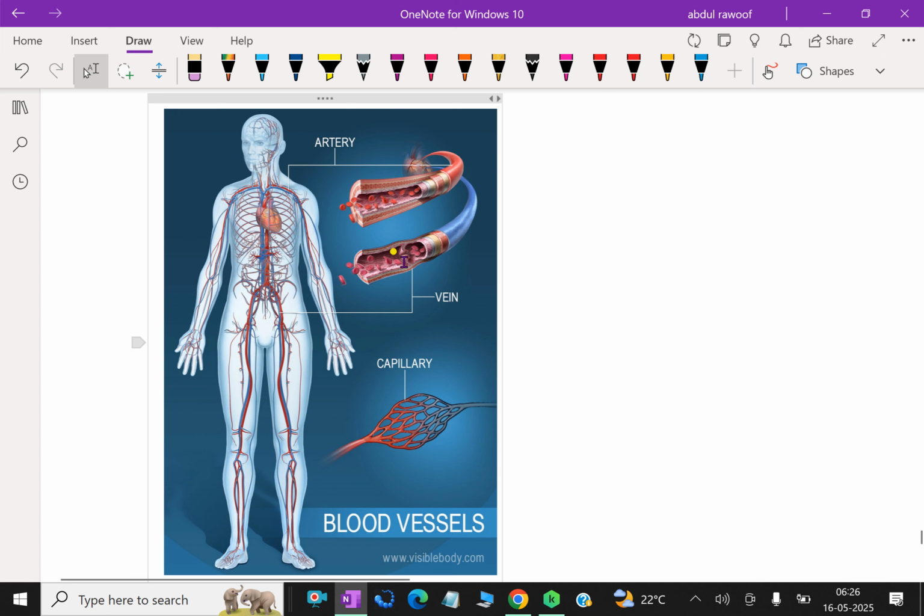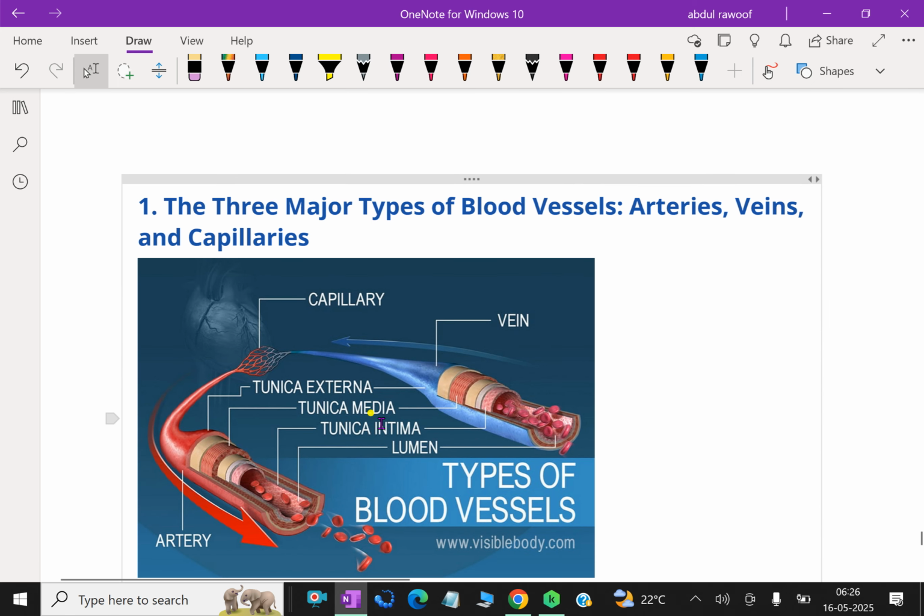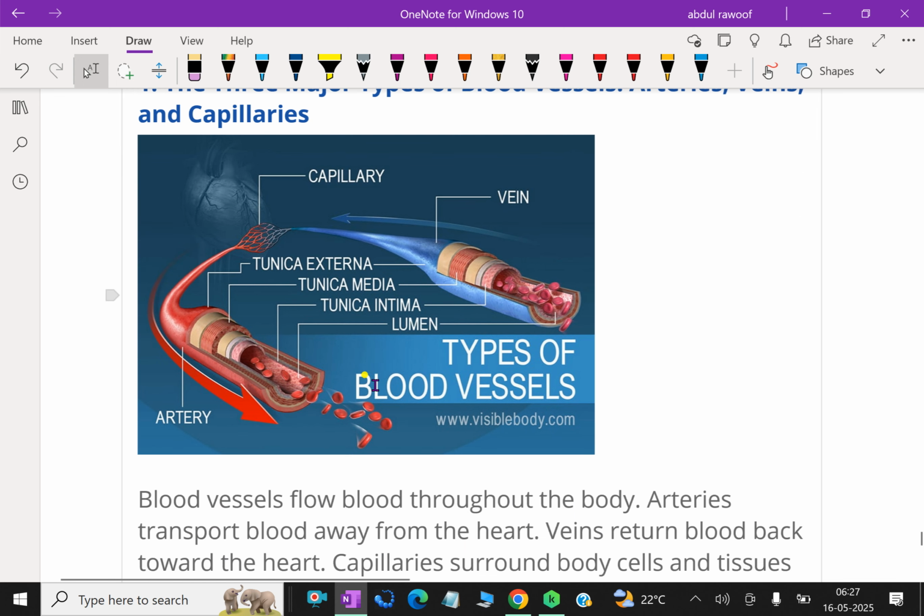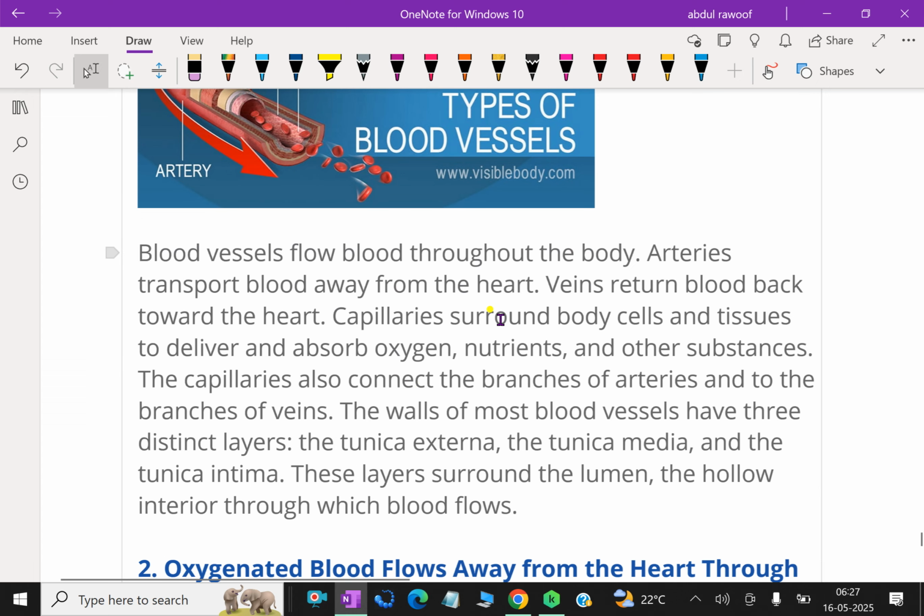These are the blood vessels, artery, vein and capillaries. The three major types of blood vessels: arteries, veins, and capillaries. Blood vessels flow blood throughout the body. Arteries transport blood away from the heart. Veins return blood back towards the heart. Capillaries surround the body cells and tissues to deliver and absorb oxygen, nutrients, and other substances. The capillaries also connect the branches of arteries to the branches of veins.